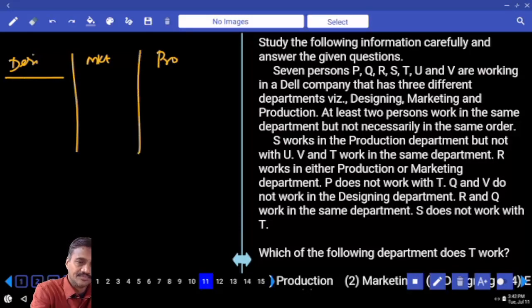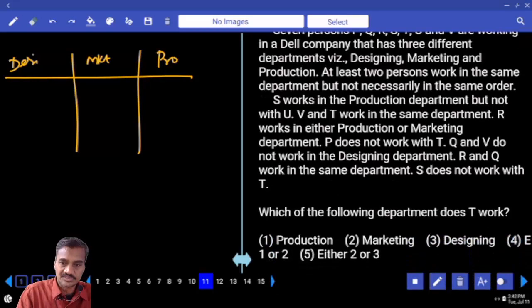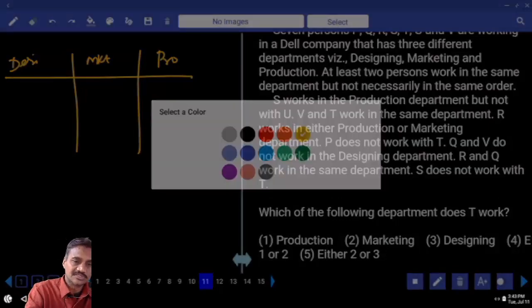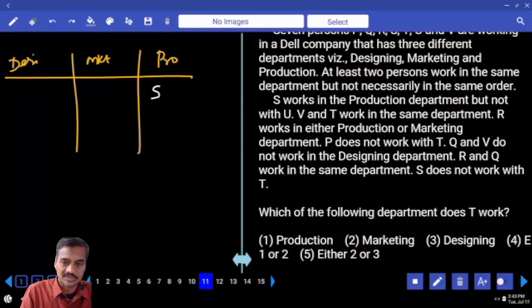Now in these three, altogether there are seven persons and three different departments. Then at least two persons work in the same department, but not necessarily in the same order. S works in the production department. Where is S? S is in the production department, but not with you, and so you cannot be here.